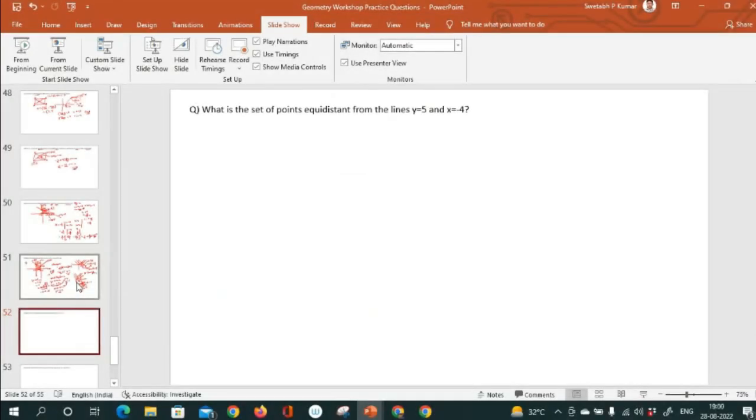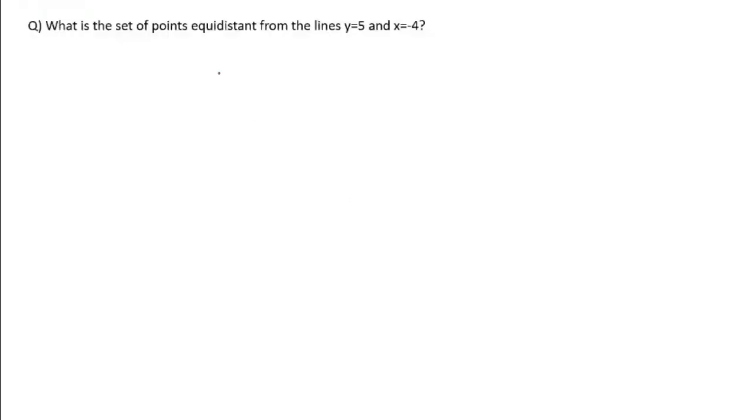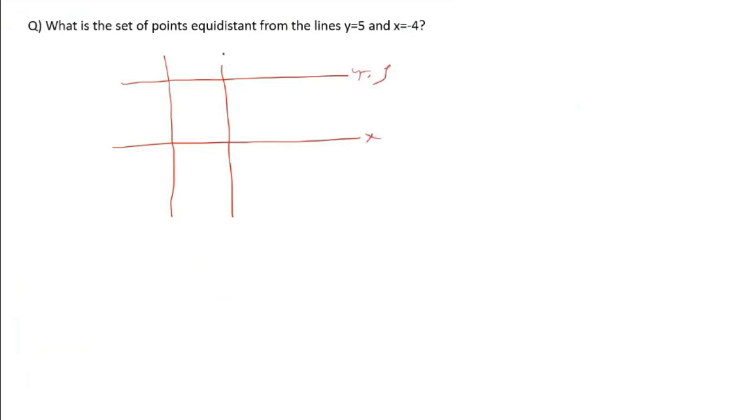What is the set of points equidistant from the lines y equal to 5 and x equal to minus 4? Okay. So again, let's just see what these lines are. So this is the coordinate plane. Y equal to 5 will be here, x equal to minus 4 will be here. So essentially we are talking about somewhere on this space, right? So y equal to 5, this is x-axis, this is y-axis, this is x equal to minus 4.